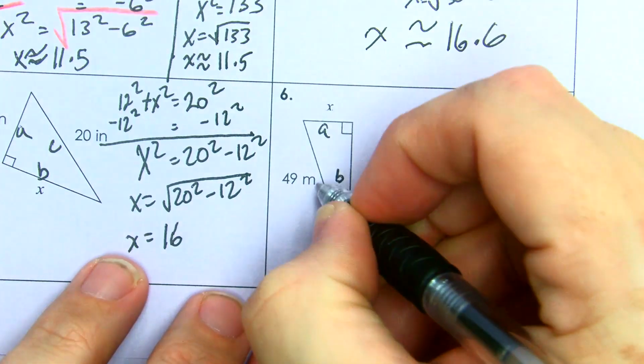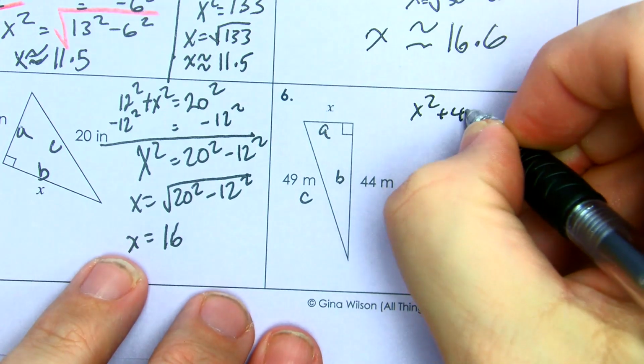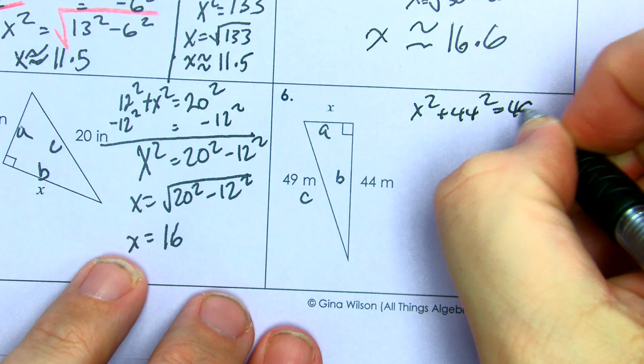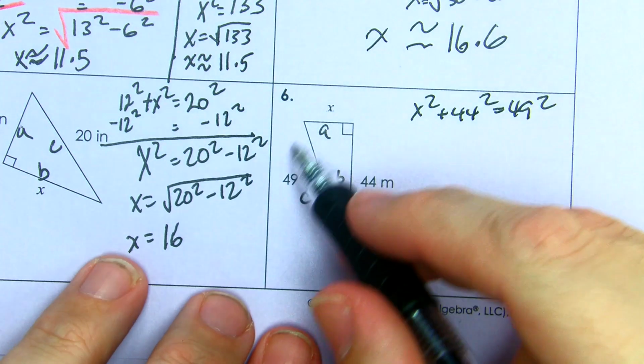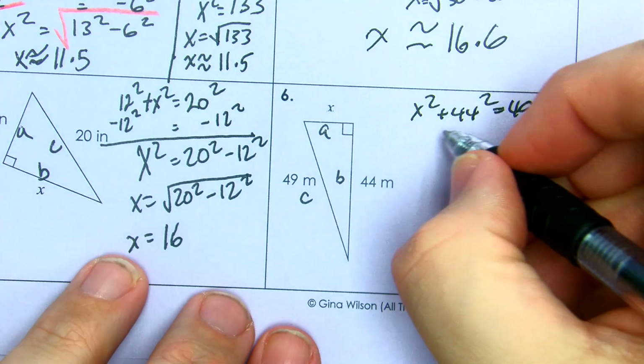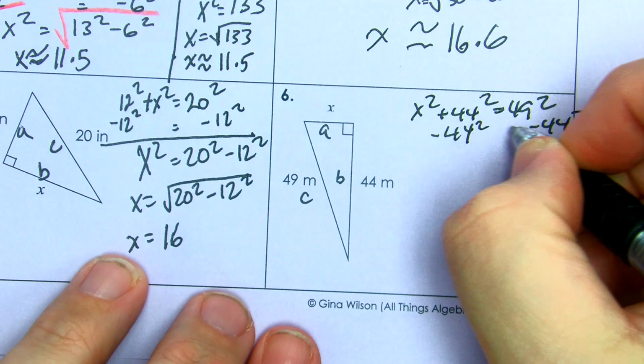So that's A, B, and that's C. So we're going to get x squared plus 44 squared is equal to 49 squared. So that's just A squared plus B squared equals C squared. Subtract 44 squared from both sides.